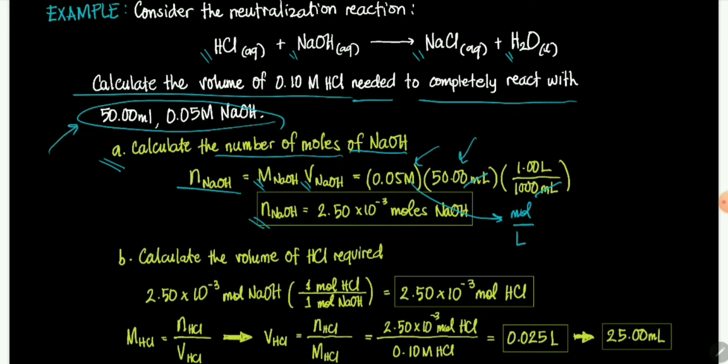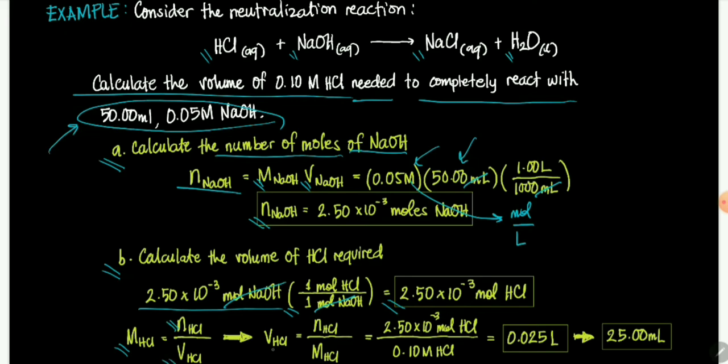Okay? So ngayon, gagamitin nyo na yung stoichiometry para makalculate yung kailangan natin na HCl. So that's for the next step. So 2.5 times 10 to the negative 3 moles of sodium hydroxide times yung mole ratio, since 1:1, makakancel lang yung units. Okay? 2.5 times 10 to the negative 3 moles of HCl is needed to neutralize that much sodium hydroxide. So using the molarity equation, molarity is number of moles of HCl over its volume.